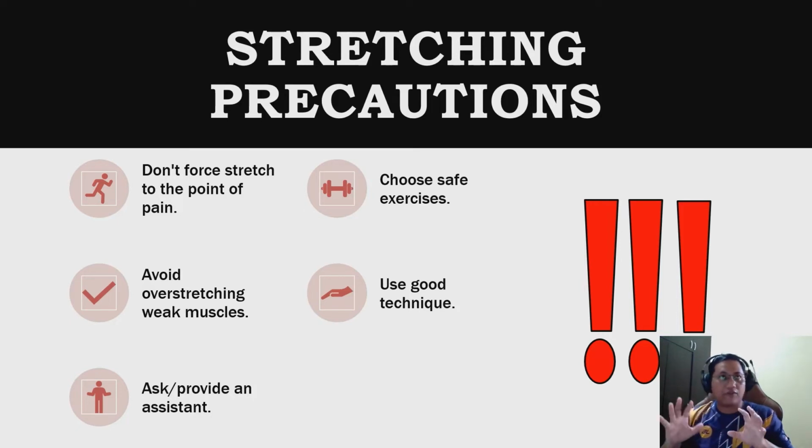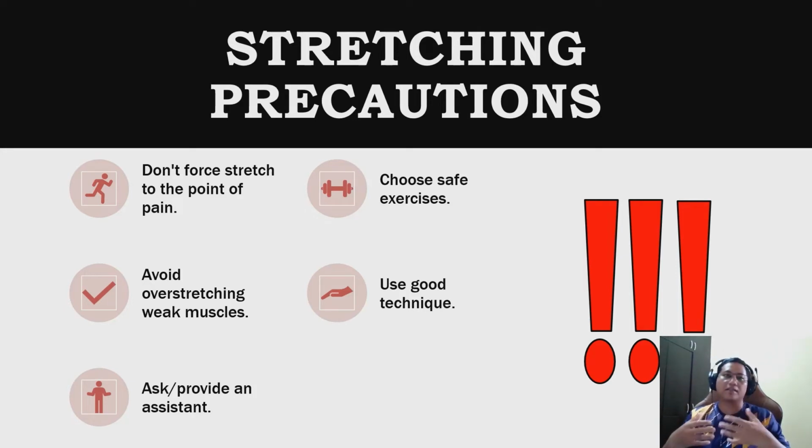This is not just focusing on the injured part, but also on another weak muscle that you feel weak at in your body part. Ask for an assistant. You can ask your friends or an assistant to help you with the stretching if you cannot perform it alone. All right, choose safe exercise.